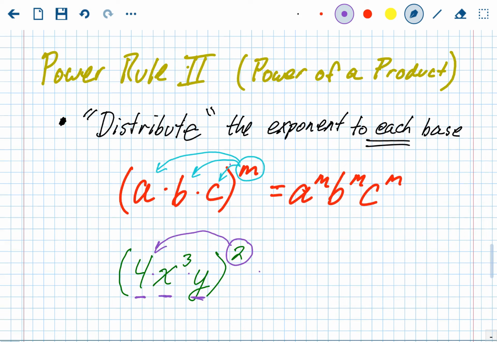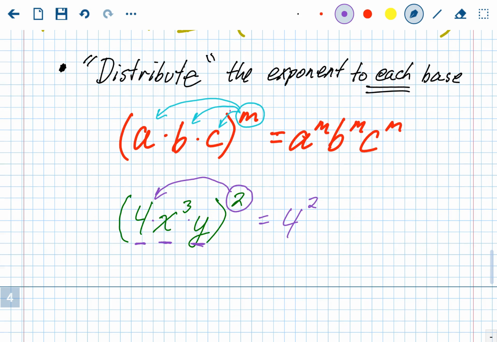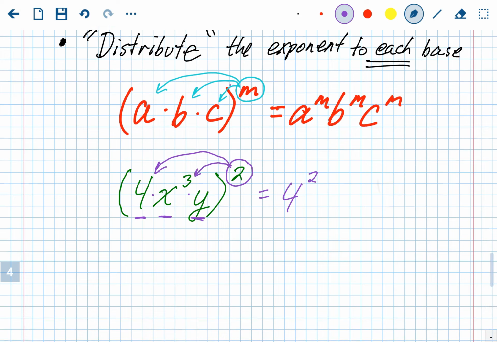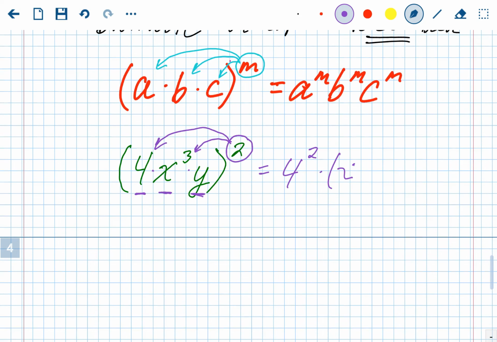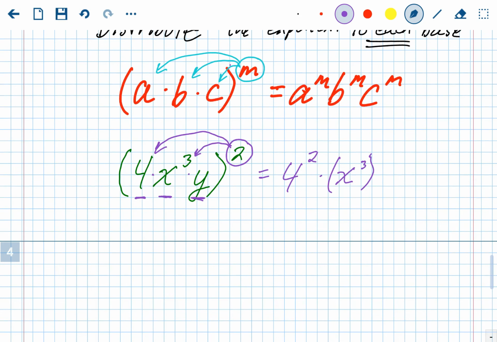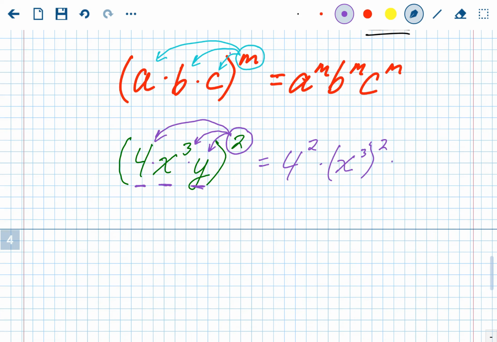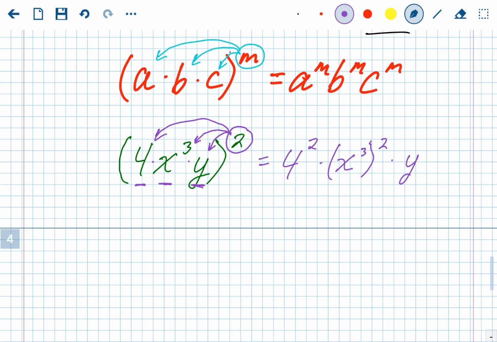So 4 to the second power. What you do not want to do is multiply that. You're not doing 4 times 2. You're doing 4 to the second power. And then raise x to the third to the second power. X to the third to the second power, that's a power of a power. That's the other power rule. That's an exponent raised to another exponent. And then y doesn't have an exponent. It's really y to the first. But we're just going to raise that base to the second power.